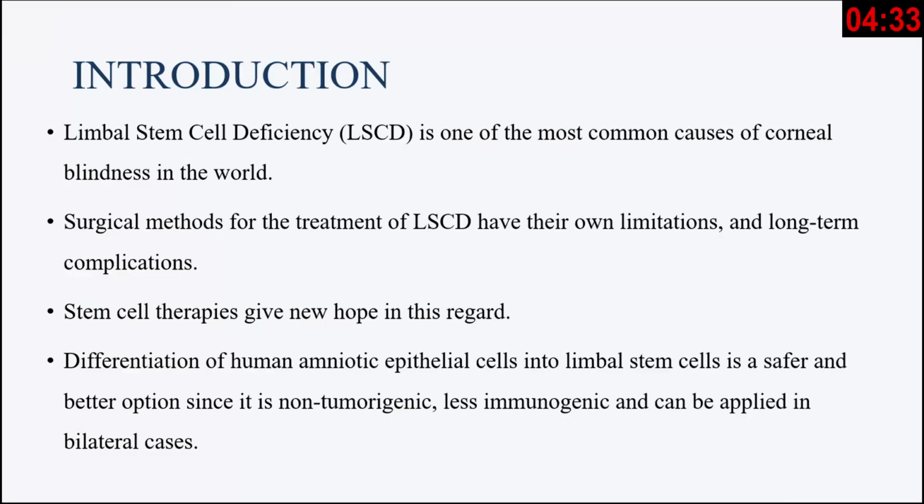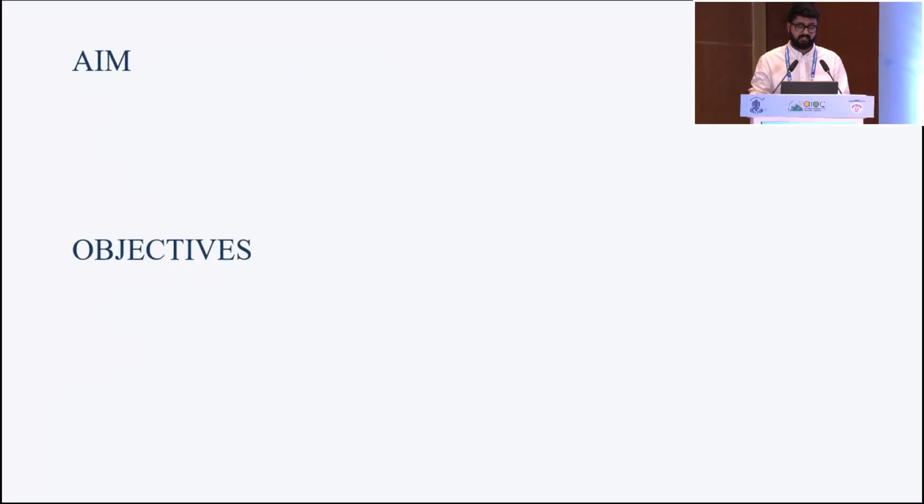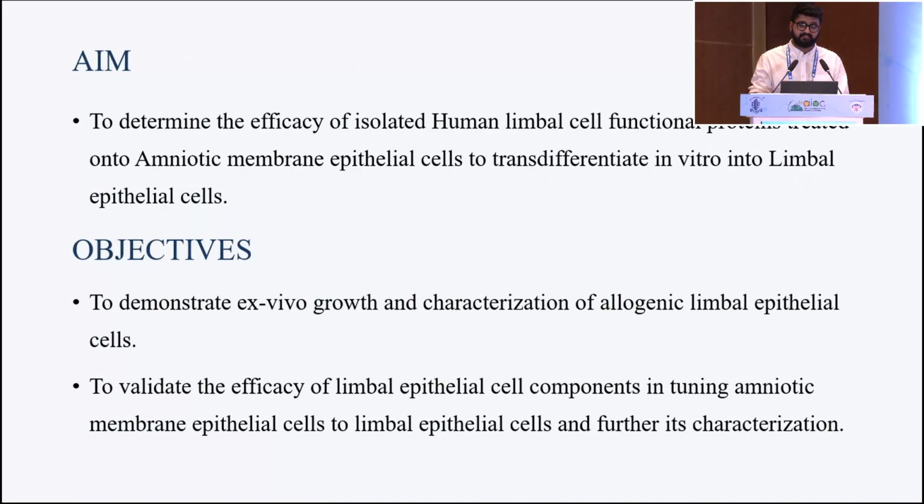Our study was based on the idea that differentiation of human amniotic epithelial cells into limbal stem cells can be safe and a good option, as it is non-tumorigenic, less immunogenic, and can be applied in bilateral cases. The aim and objectives of our study were to determine the efficacy of isolated human limbal cell functional proteins treated onto amniotic membrane epithelial cells to transdifferentiate in vitro into limbal epithelial cells, and also to demonstrate the ex vivo growth and characterization of allogenic limbal epithelial cells.